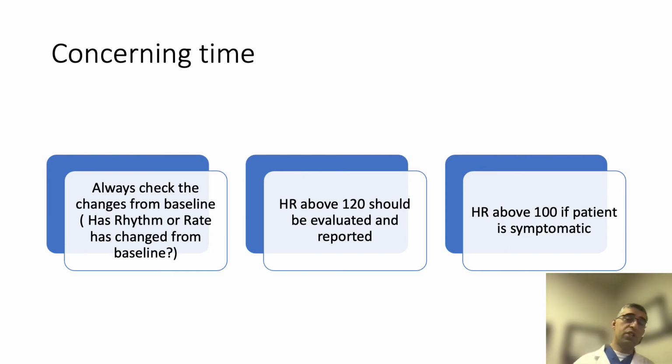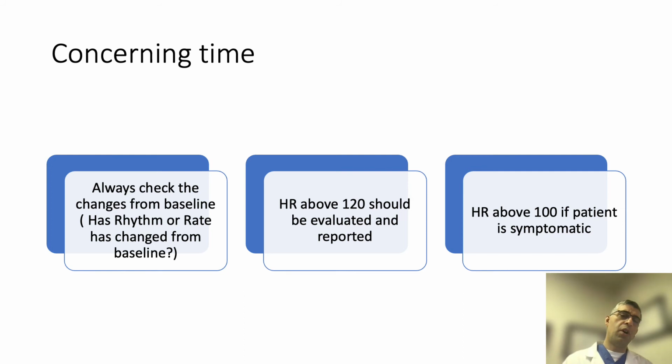Number one is always check the baseline of your heart rate. Is the rhythm changing or the rate changing from the baseline? That can help you. Always look at the previous vital signs and see what the baseline heart rate is. If it's always been 93, now is 98 or 101, should that be concerning? Probably not. But somebody who's always been 61, 62, 65, and tonight is 102, 103, 121, 120, that's concerning. That means it's definitely a significant shift.